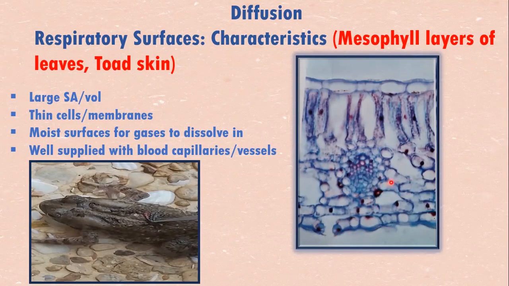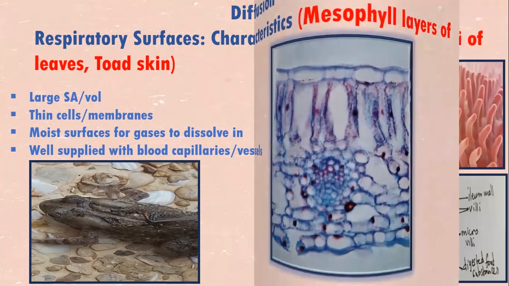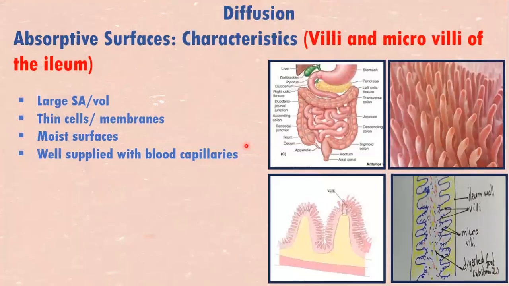And the spongy cells also have veinlets and veins, vessels that will also carry some of the dissolved gases in vessels to other parts of the plant. Now, we want to look at absorptive surfaces, which also have the same characteristics: large surface area, thin cells, moist surfaces, well supplied with blood capillaries.